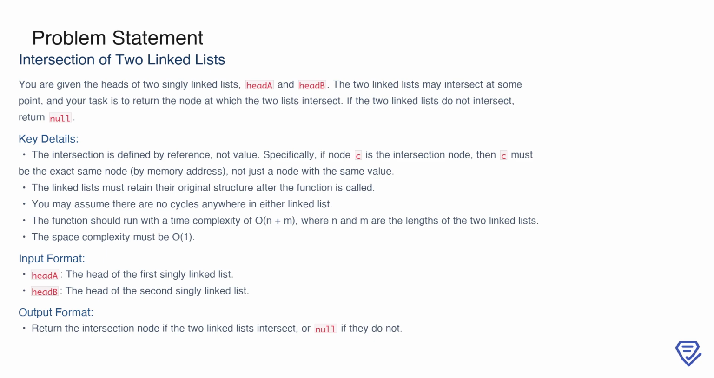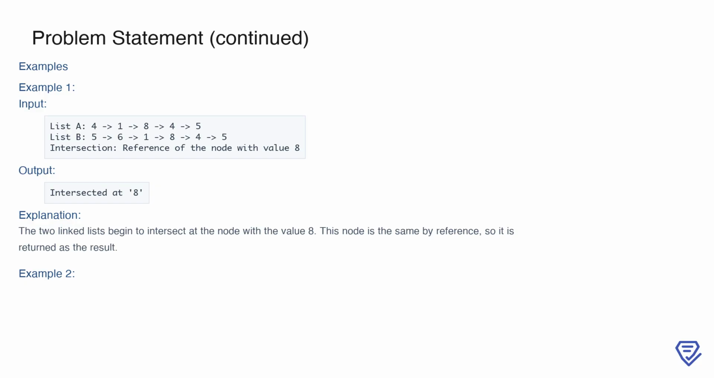The input consists of the two head nodes, and the output will either be the intersecting node or null if no intersection exists. Let's look at an example to understand the problem better. Suppose we have two linked lists. List A contains the nodes 4-1-8-4-5, and list B contains the nodes 5-6-1-8-4-5. The two lists intersect at the node with the value 8.